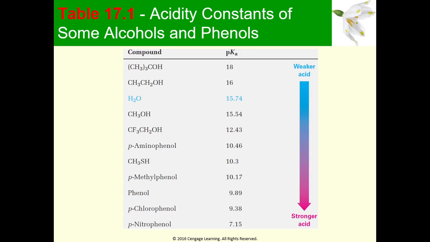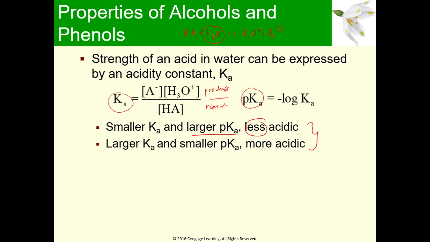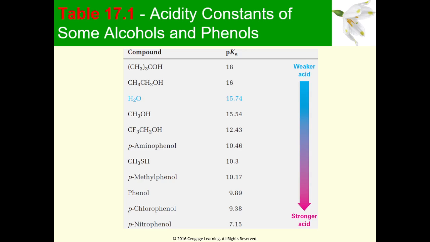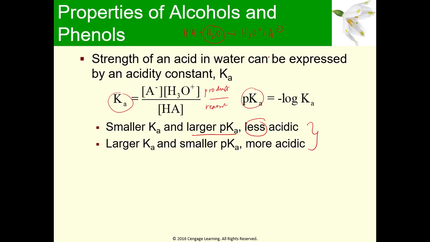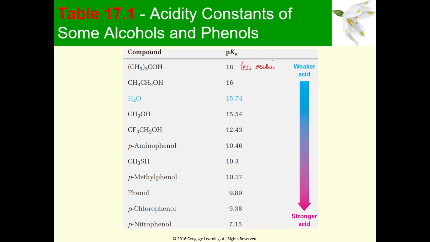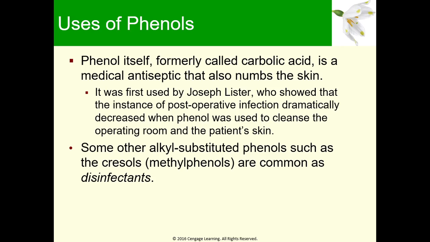So, ang pinaka-acidic dito, less acidic, larger Ka. So, this one is less acidic. Less acidic siya dahil mataas yung pKa. Ito naman, yung nitrophenol mo, ito yung more acidic. Yan. So, sabi dito, weaker acid siya going to stronger acid. So, last natin kailangan i-discuss is yung use ng phenol.